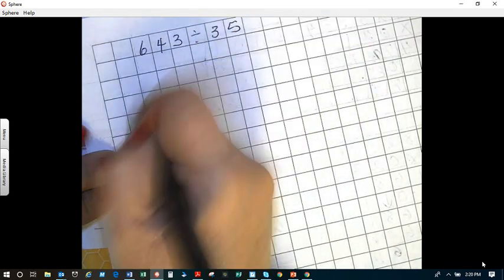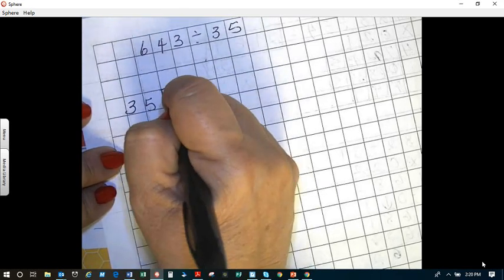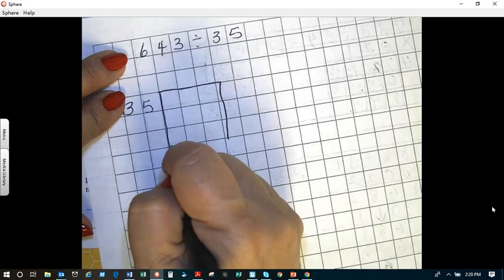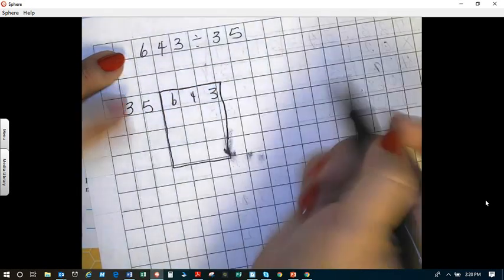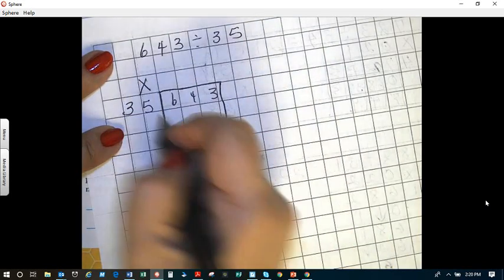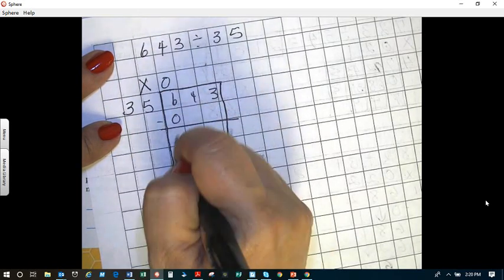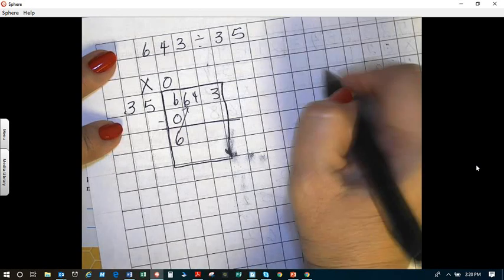Number 7 is 643 divided by 35. I'm going to go ahead and do this one. I only have 3 digits, so I need 3 columns. And I have my 6, my 4, and my 3. My multiplication sign. So 35 cannot go into 6. It needs to be equal to or greater. So 0 times 35 equals 0. Subtract that out. Bring my 6 up here. I have 64. So 35.